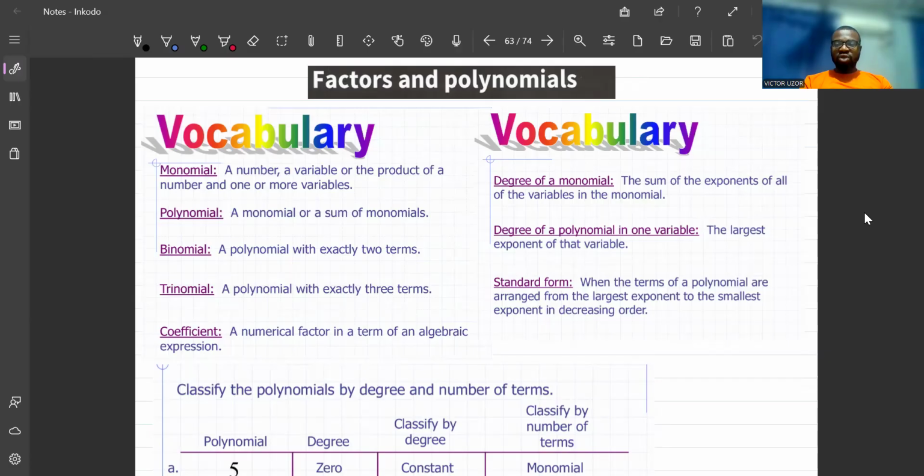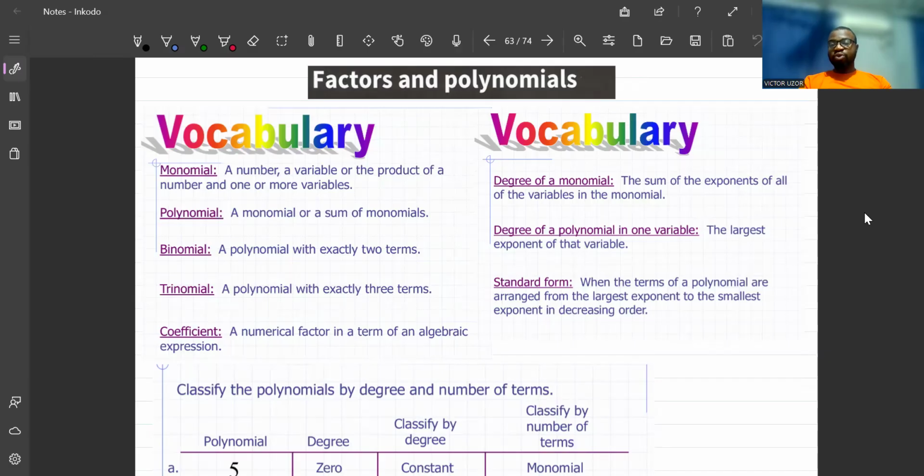When you have more than one monomial, it's a polynomial. A binomial is a polynomial with exactly two terms. And a trinomial is a polynomial with exactly three terms. And a coefficient is a numerical factor in a term of an algebraic expression. When you say coefficient, it is the numerical factor in the terms of an algebraic expression.